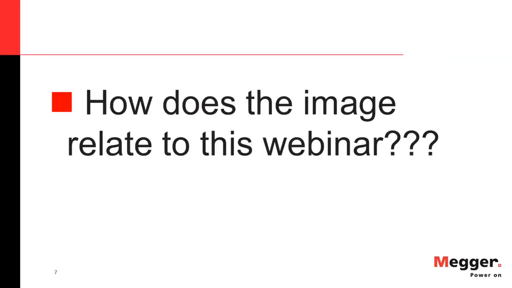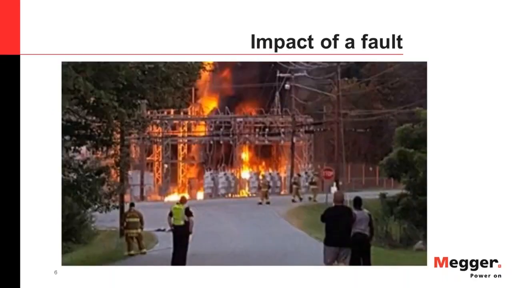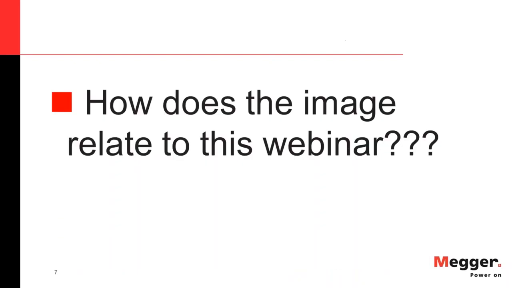Now you would be asking, how does the image relate to this webinar? Why is the presenter showing this image to us? I showed that image because, as I said, that fire was caused by improper relay settings. And you do the relay settings after you do the correct fault analysis. In order to do the correct fault analysis, you need to have the knowledge of sequence components or symmetrical components. In that way, you can protect your system. So you can see the importance of the knowledge of symmetrical components in the power system industry.